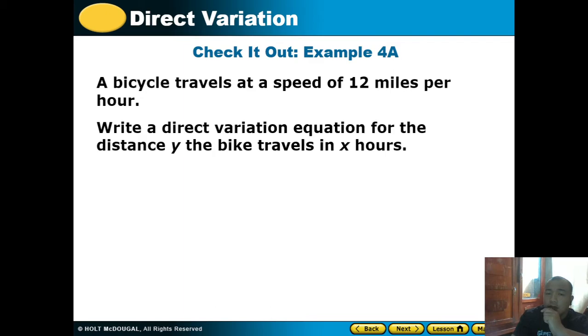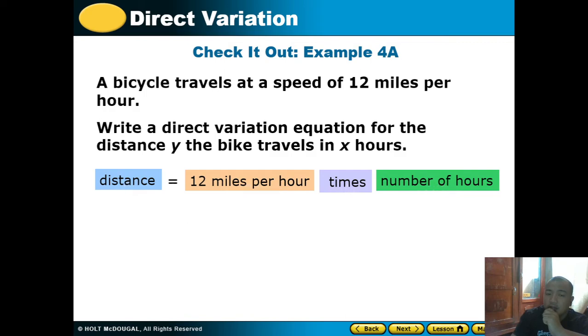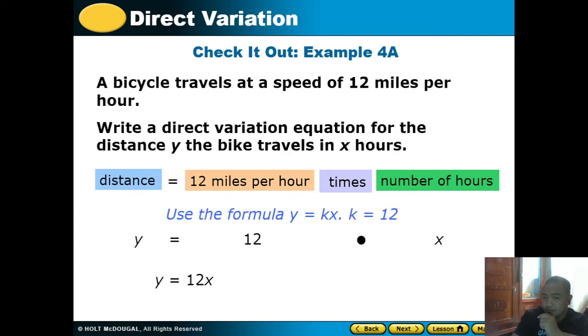Okay, another example, number 4a. A bicycle travels at a speed of 12 miles per hour. Write the direct variation equation for the distance y the bike travels in x hours. Distance equals the rate times time, so distance equals 12 miles per hour times the number of hours. So therefore our equation is y equals 12x. The constant of variation is 12, distance is y, number of hours is x.